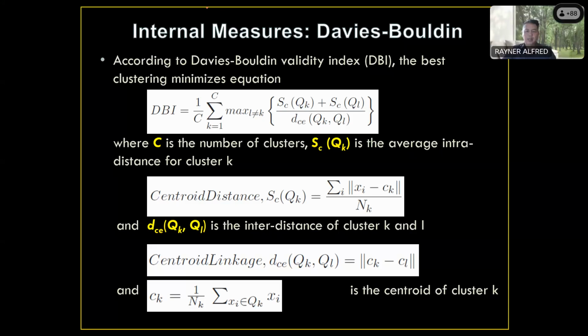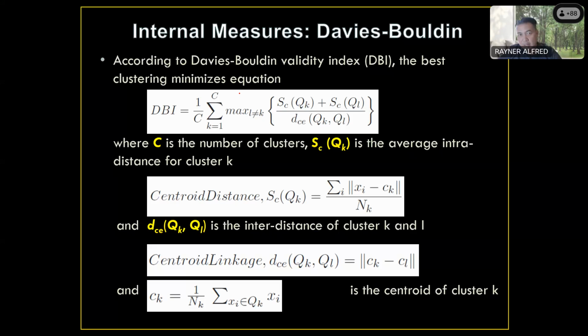Okay, we continue with this one. So just now we are looking at the external index. External index referring to the type of data that you have in your cluster. So they're looking at the purity of membership in the cluster, right? So now we are looking at the structure of your cluster.